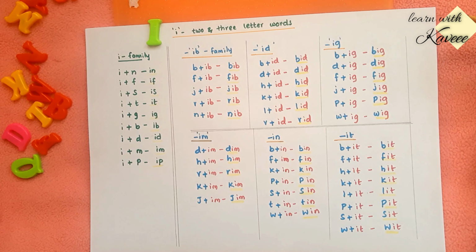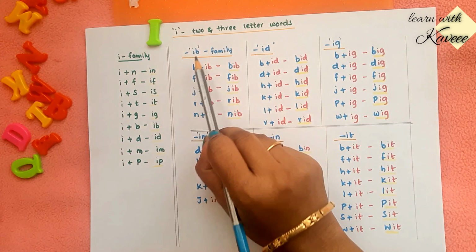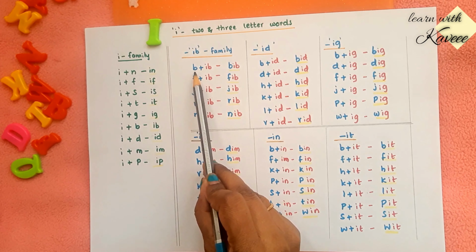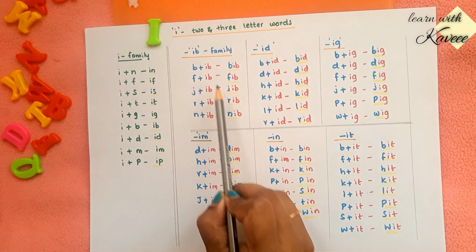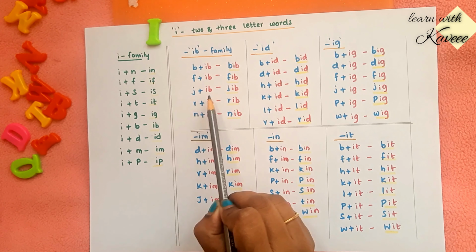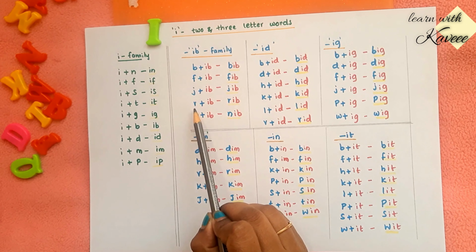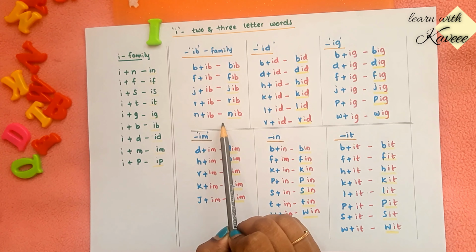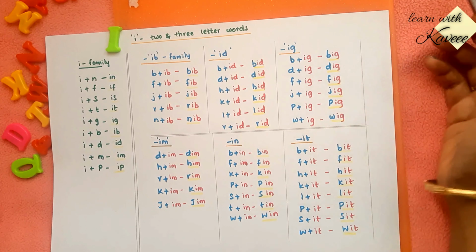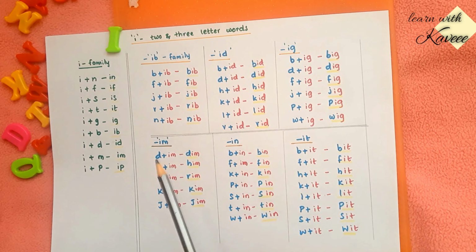Let's see 3-letter CVC words of the ib family. B, ib, bib. F, ib, fib. J, ib, jib. R, ib, rib. N, ib, nib.